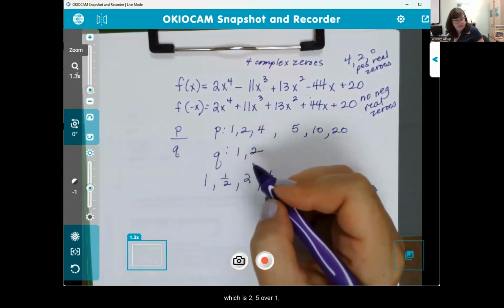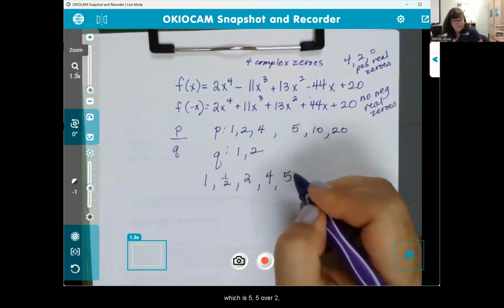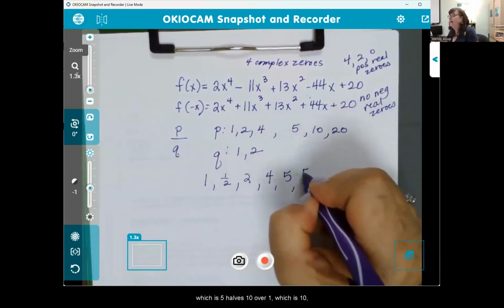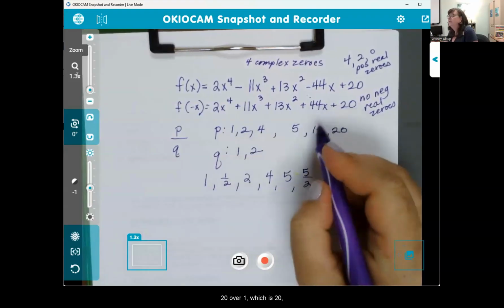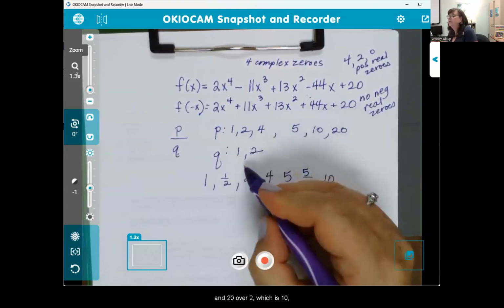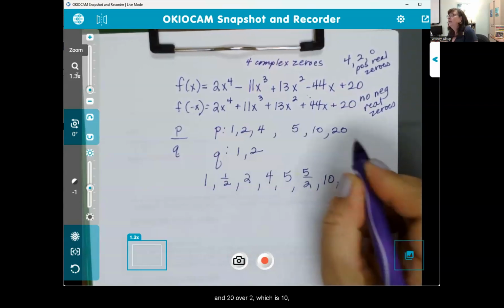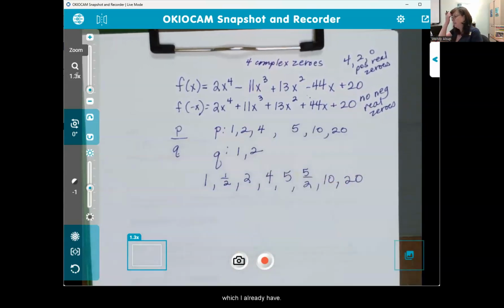5 over 1, which is 5. 5 over 2, which is 5/2. 10 over 1, which is 10. 10 over 2, which is 5. 20 over 1, which is 20. And 20 over 2, which is 10, which I already have.